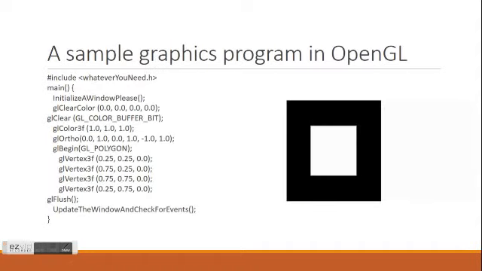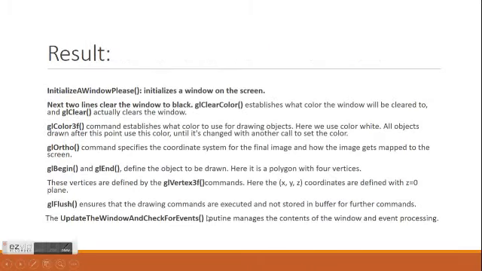So this is a sample graphics program with the output displayed on the right hand side. So let's see how we got the result. The first line, initialize a window, is initializing a window on the screen. The next two lines clear the window to black, that is the glClearColor and the glClear. The glColor3f command will make the drawing object color to be white. The glOrtho command will specify the coordinate system for the final image.